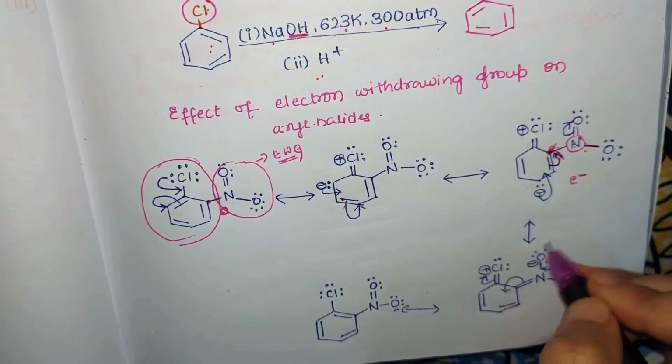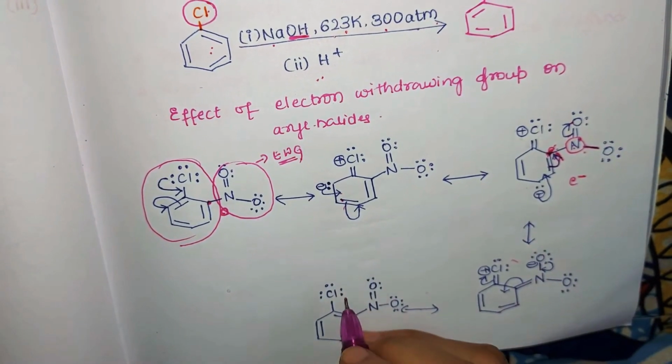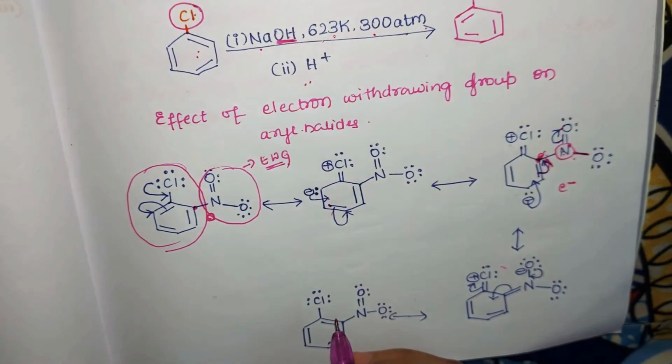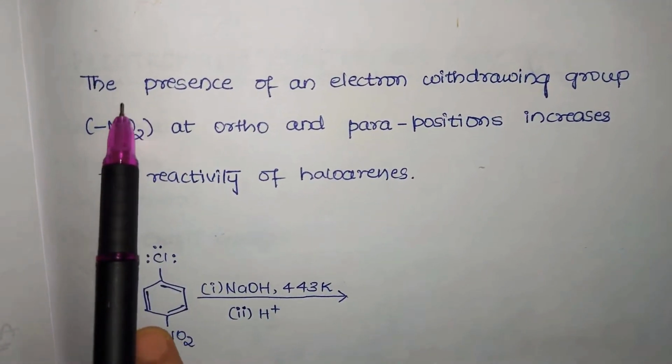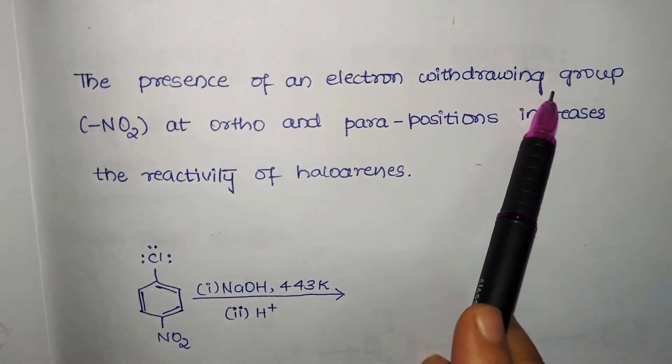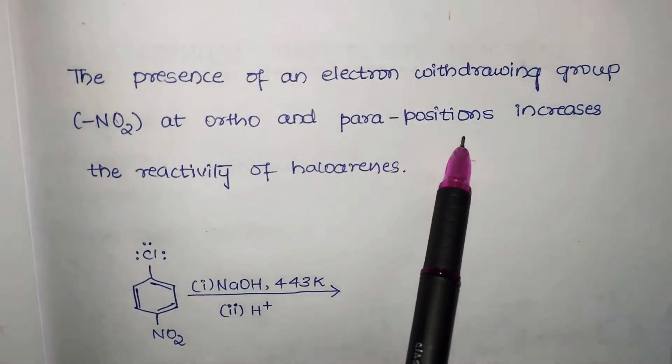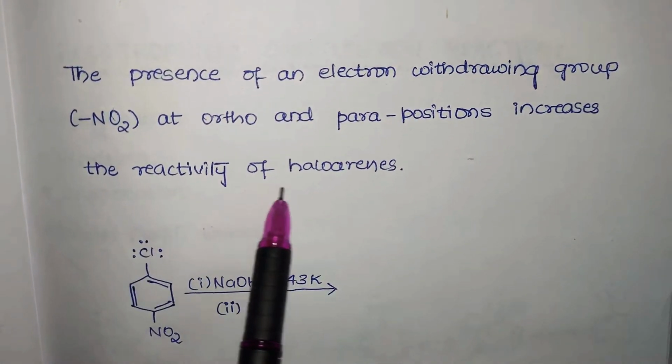So this is what we observe here. Electron density decreases on the benzene ring, and hence what happens? Easily we can carry out the reaction. So what is the conclusion we draw here? The presence of electron withdrawing group at ortho and para positions increases the reactivity of a haloarene.